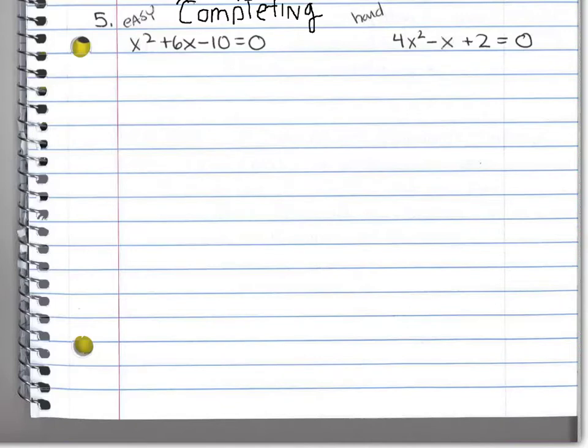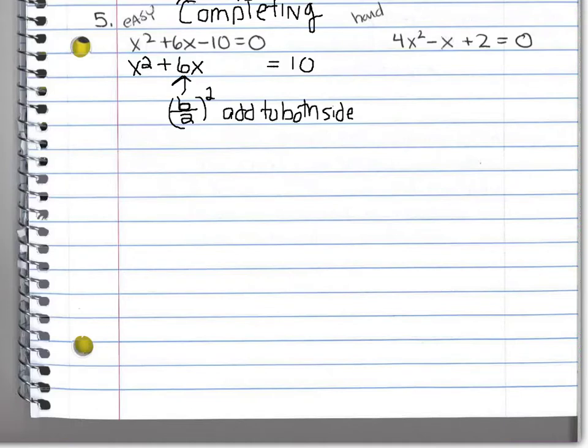So the first thing you do is you take the x squared and the 6x, but instead of making it equal to 0, I move the number to the other side. Then I look at this number, which is the b term. I take the b term, which in this case is 6, I divide it by 2, I square it, and then I add that number to both sides. So for this problem, 6 divided by 2 is 3, 3 squared is 9. I'm going to add 9 to both sides.